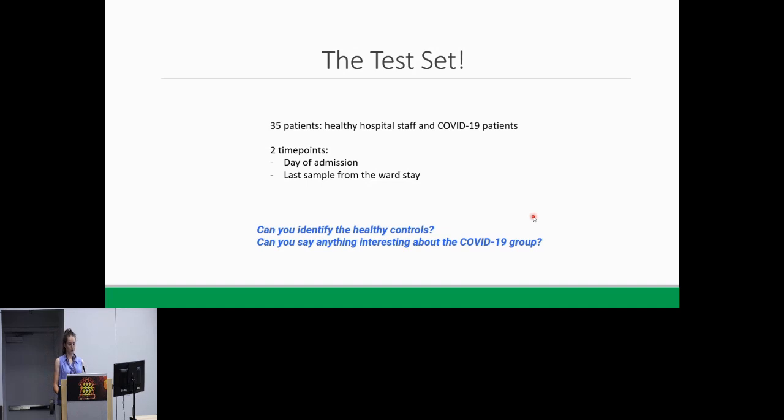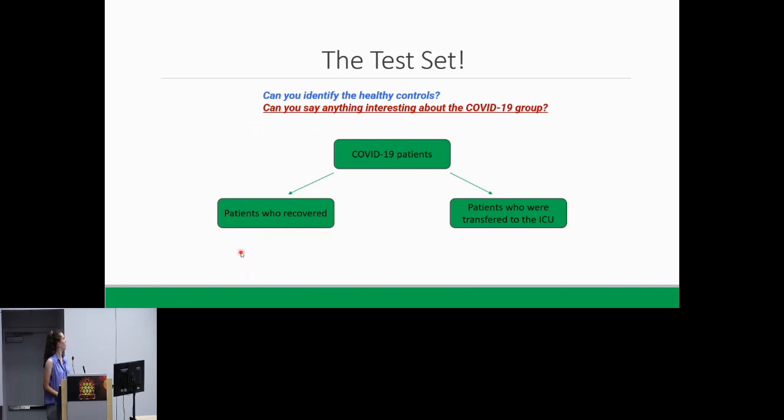So the question to the competitors was, can you identify the healthy samples? And then, can you say anything interesting about the COVID-19 cohort? We said it deliberately because we put a trick in the data. So actually, the COVID-19 patients were divided into groups. This is something that the competitors didn't know about. The first group of individuals were people who recovered, so we would expect to see an increase of health at their second time point.